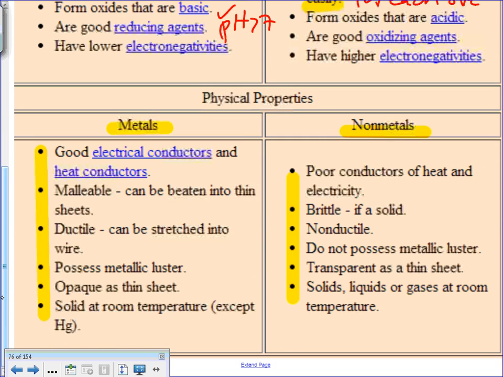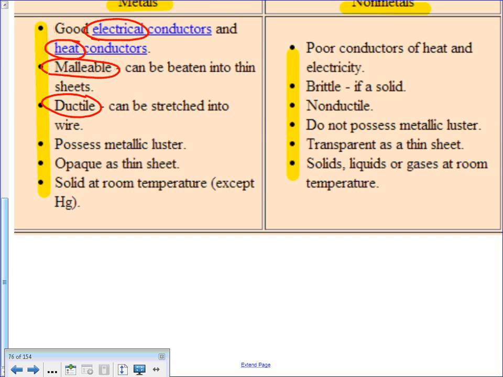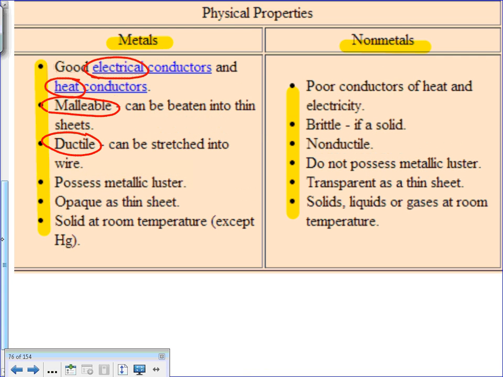Physical properties, these are ones you're probably more familiar with. Metals are going to be conductors, not only of electricity, but also of heat. Malleable, ductile, lustrous. I'll circle the keywords, because some of these definitions you might actually know. Luster, and solid at room temperature. Who feels pretty familiar with those? The ones that you've gone over before. Okay, great.